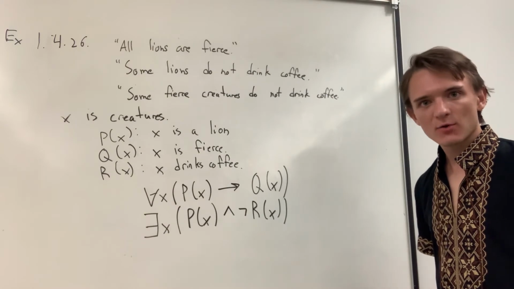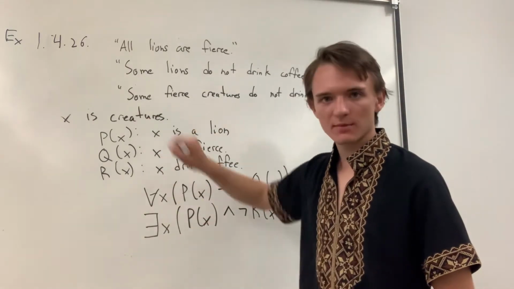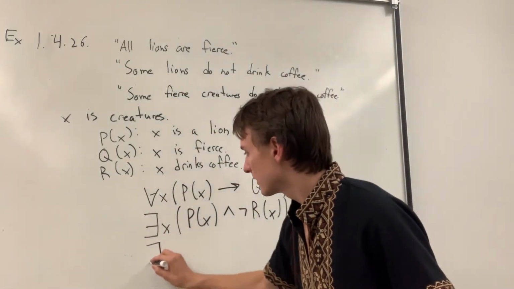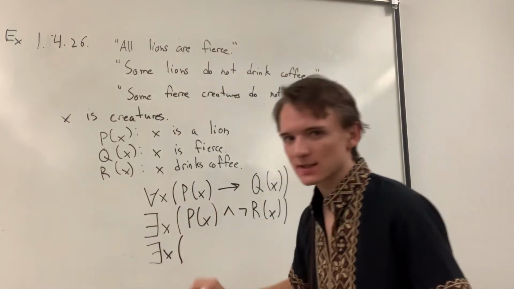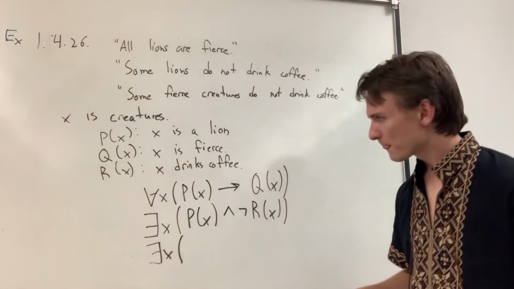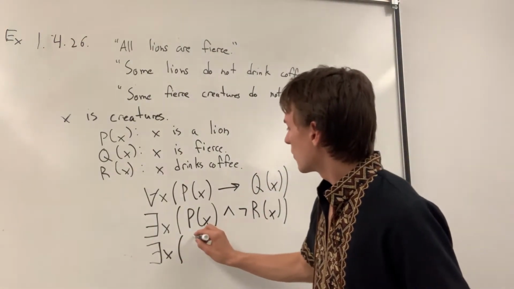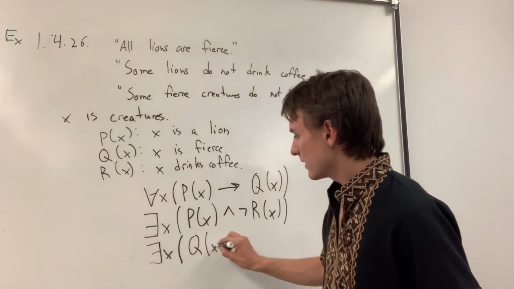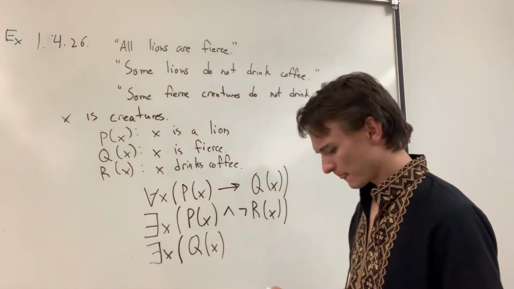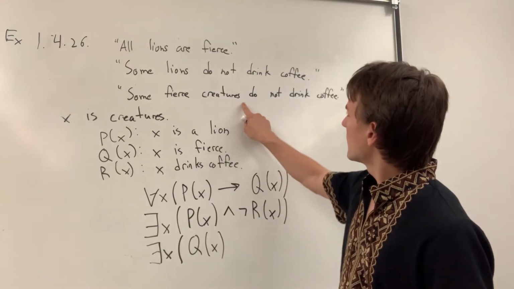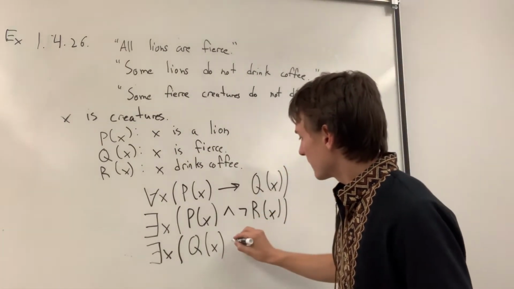Next, some fierce creatures do not drink coffee. We use an existential quantifier because we have the word some at the start. There exists a creature, there exists an X, which is fierce, an X which is a fierce creature, and does not drink coffee.